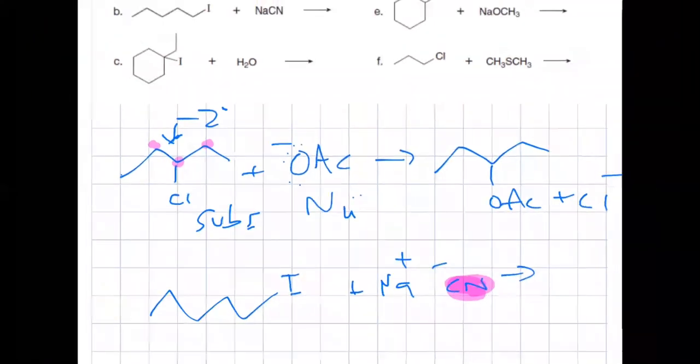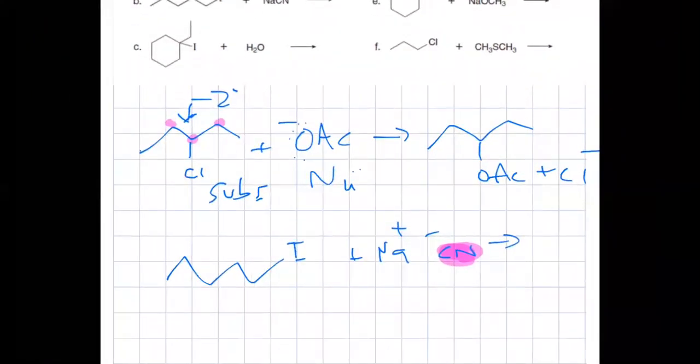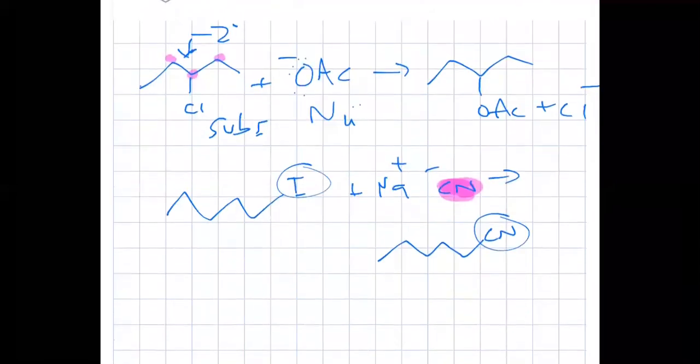So the cyanide is my nucleophile, so that's just going to replace my leaving group. Anytime you're doing a substitution, that's the outcome, right? Whatever your nucleophile is going to replace the leaving group. And then if I wanted to keep track of everything, it would be plus sodium iodide. Are we okay with that?